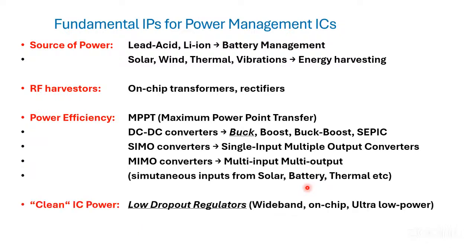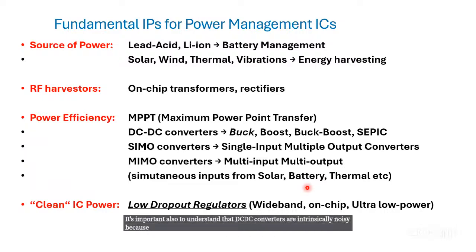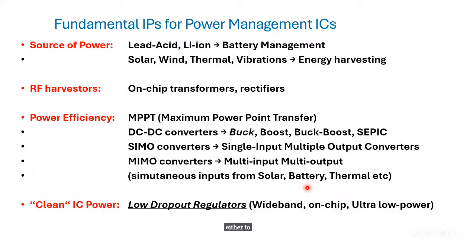Okay, once we have power efficient systems, it's important also to understand that DC-DC converters are intrinsically noisy because they are hard switching devices. You turn on the power FET either to 0 or to 1, which means you fully turn on the device or you shut off the device. So it's a hard switching device. Even though we have an external inductor and a capacitor to filter, there's still going to be a ripple. And some of these ripples are extremely problematic, especially for building low noise amplifiers.